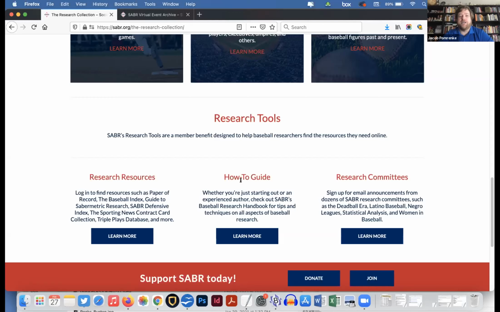We also offer a how-to-do-baseball-research guide. If you're just getting started in baseball research, or if you want some tips on how to conduct research a little bit more effectively or efficiently, or you don't even know where to start, this is a great how-to guide that Sabre published back in, I think, 1987, and we've updated it over the years to take advantage of new tools on the internet and everything else. So that's another tool that we offer to Sabre members to learn more about how to do the research.